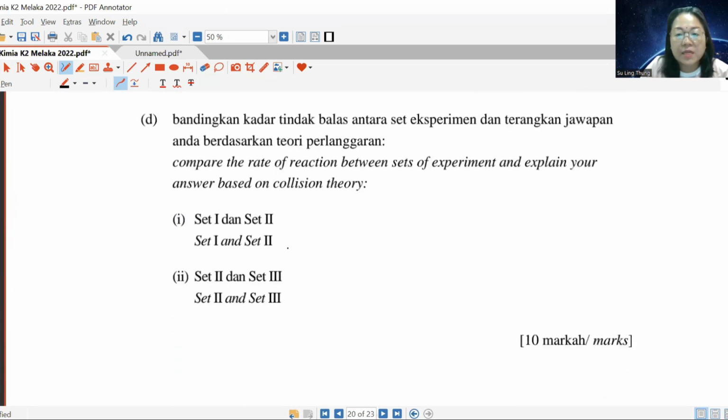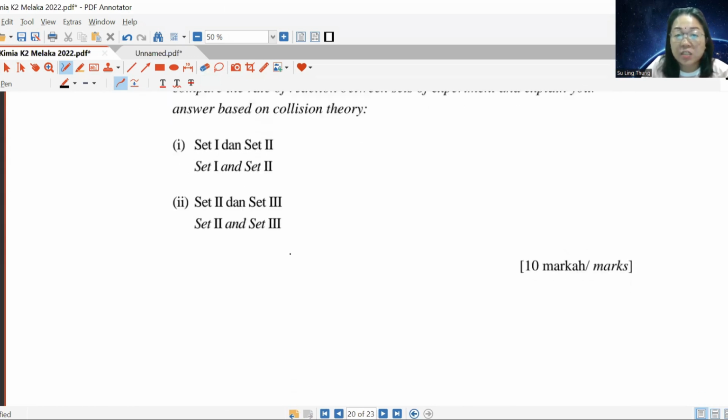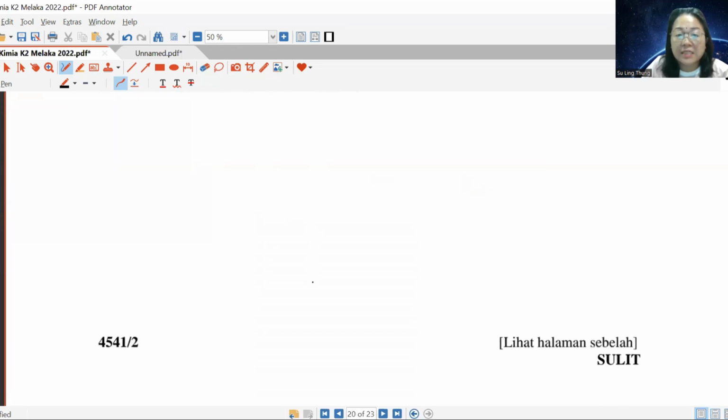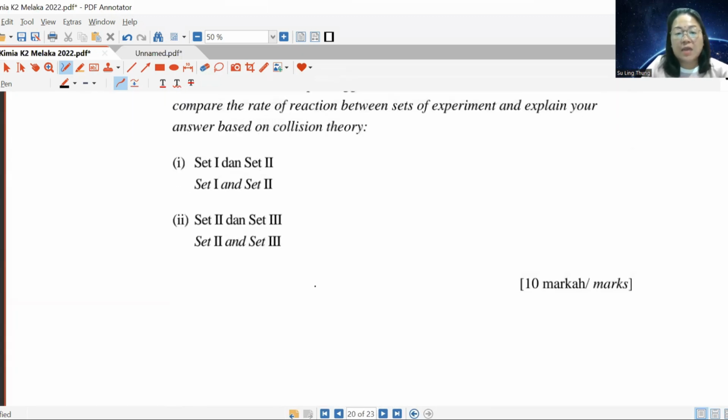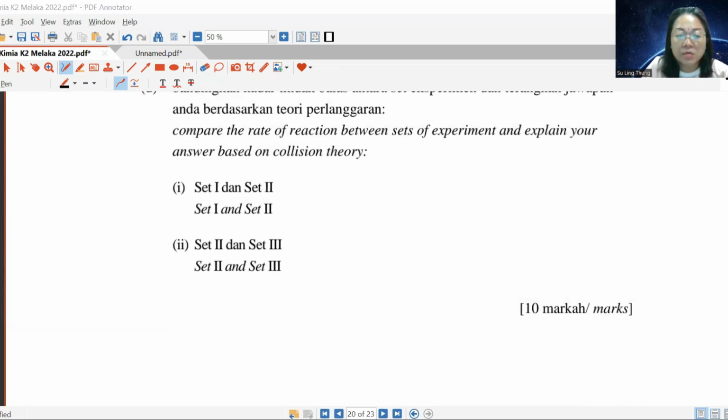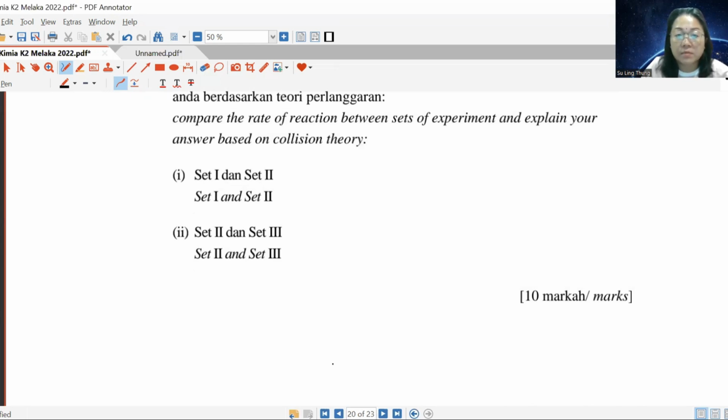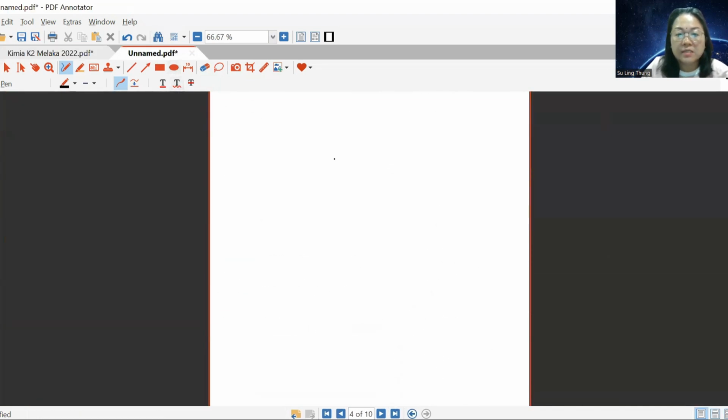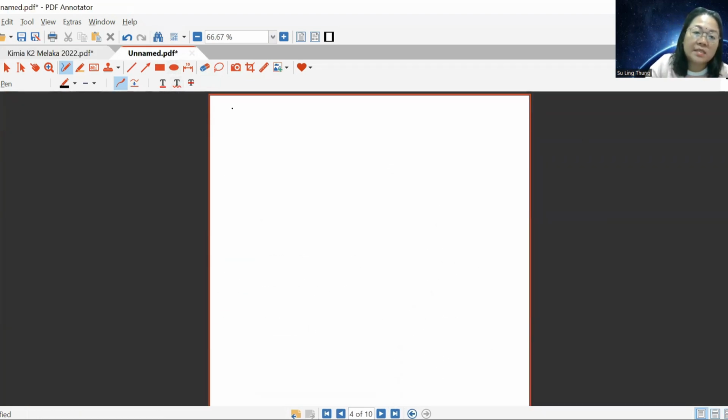Now, definitely when it comes to rate of reaction, you will find question like this. So you are now to compare the rate of reaction between the sets of experiment, and you have to explain your answer also based on collision theory for set 1 and set 2 and set 2 and set 3. Okay, how do we go about this particular question now? Right. So normally, I will go for table. I will encourage table because table are a way whereby you can actually see what's going on in everything.